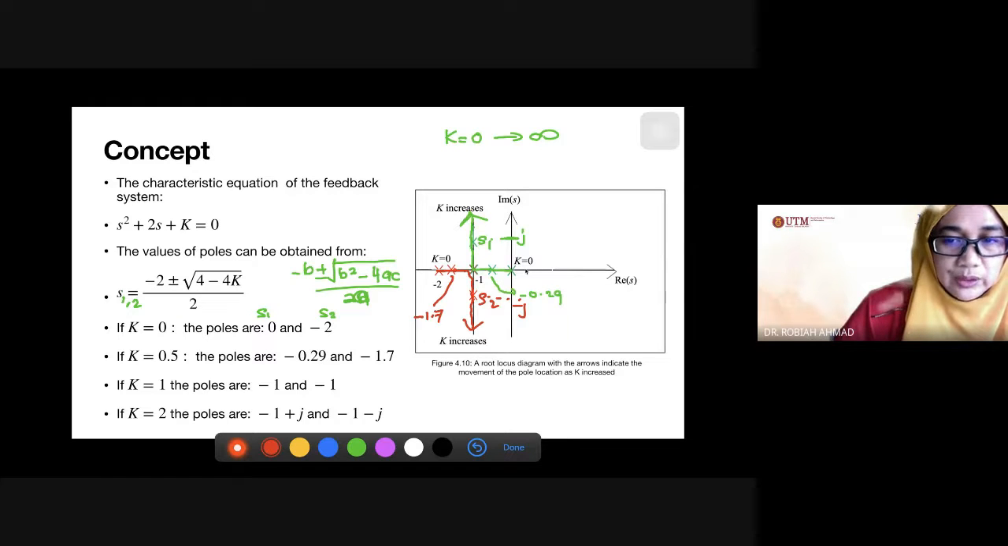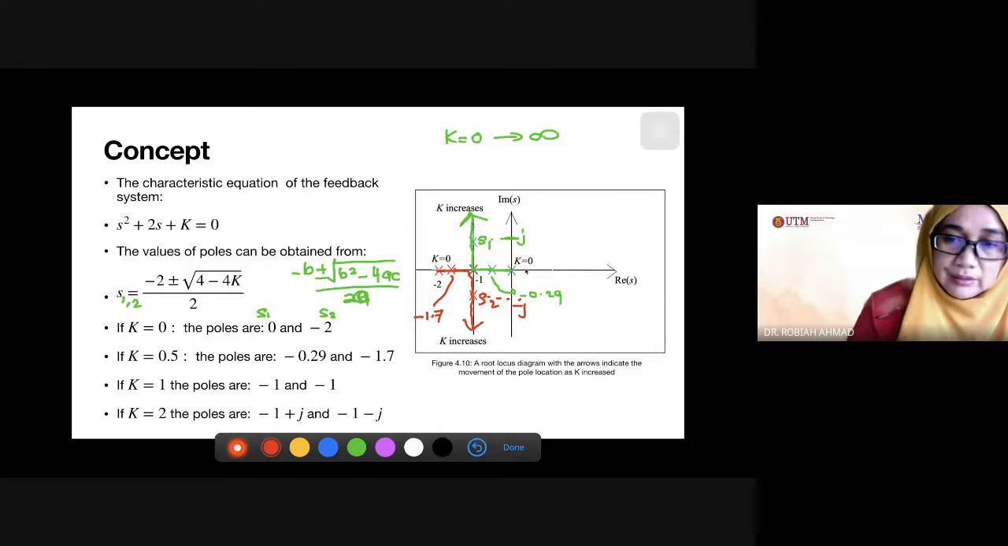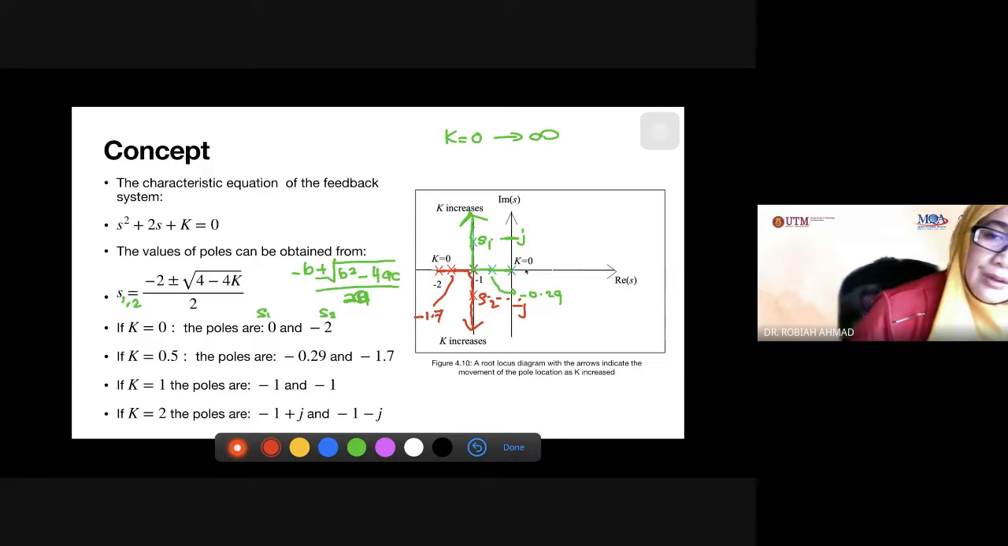Okay, so this is what happened to the system when we increase the K, because where is the S? Where are the poles? The poles indicate the location of the system, and I think you've learned about stability before this. We can know the region, whether the system is stable or not, based on the region. I think you've learned previously on the topic of stability. Okay, so this is the concept of root locus. We're going to look at what happened to the poles, to the roots of the system, as we increase the value of K.